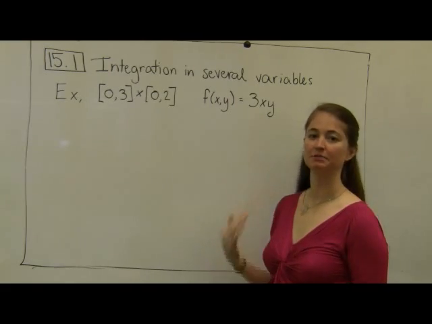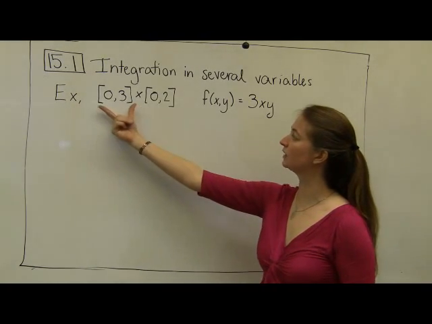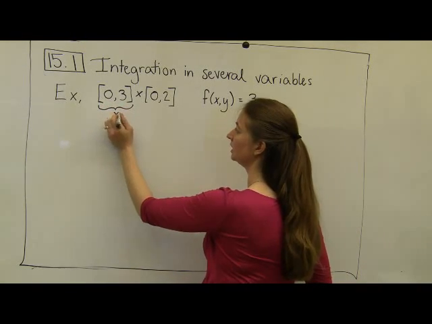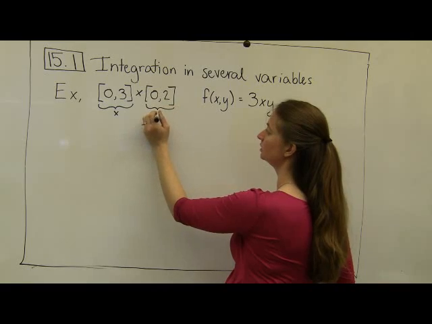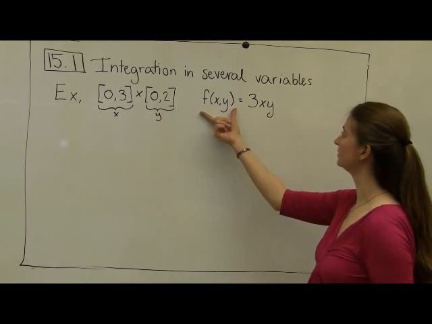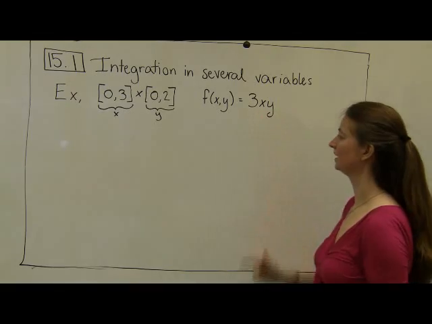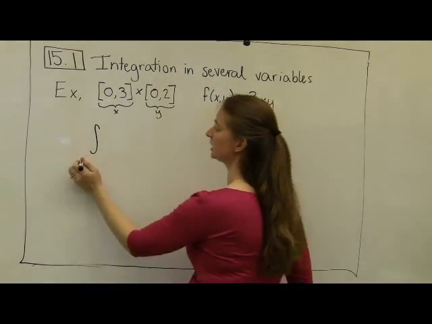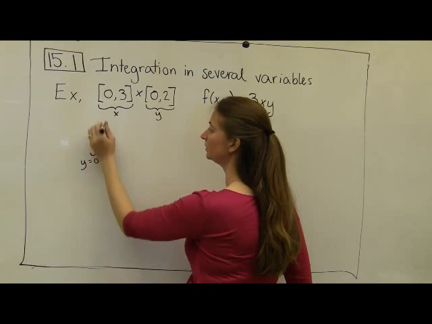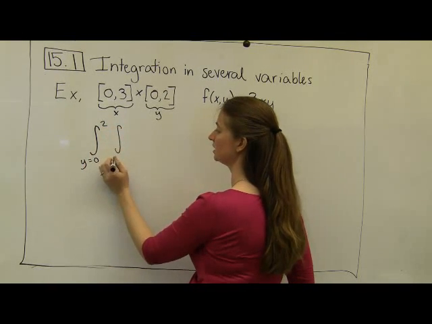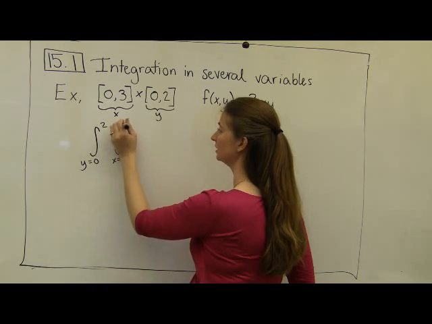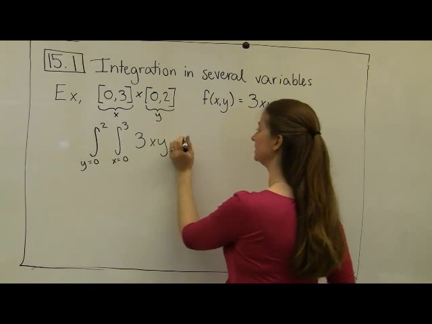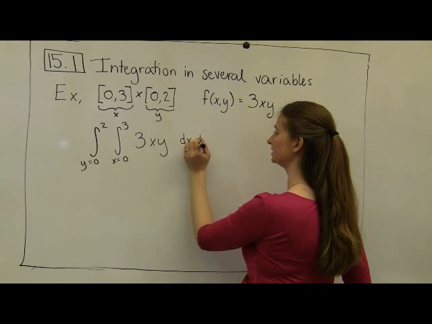So let's look at our first example of double integration. Let's say I have a rectangular region where my x-coordinates are going from 0 to 3, and my y-coordinates are going from 0 to 2. And my function in this case is f of xy equals 3xy. So when I set this up to integrate, I'm going to put my y's on the outside. My y's are going from 0 to 2. My x values are going from 0 to 3. My function is 3xy, and this is in terms of dx dy.